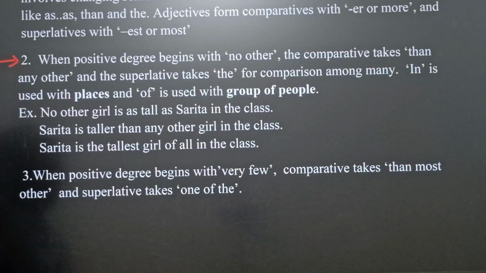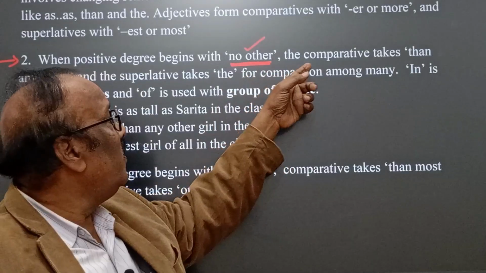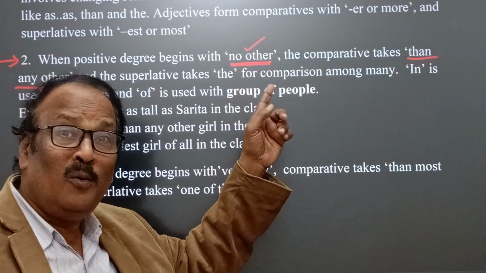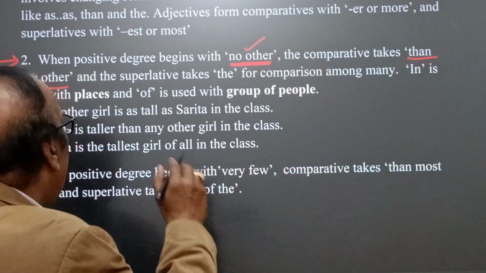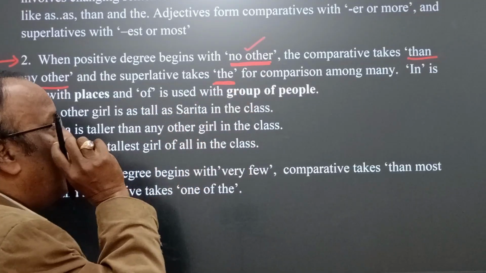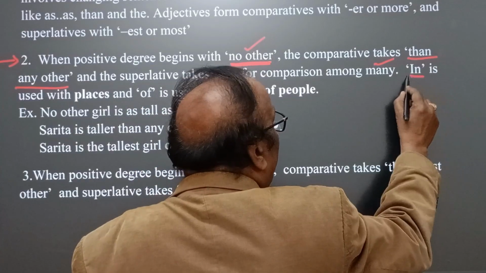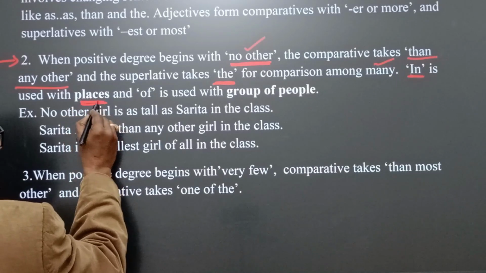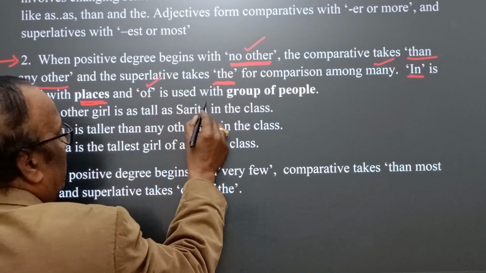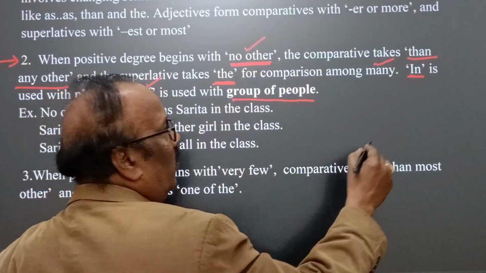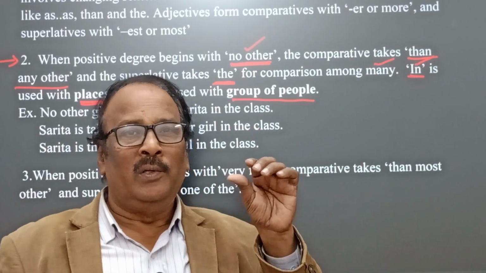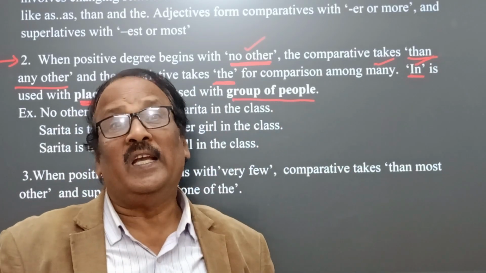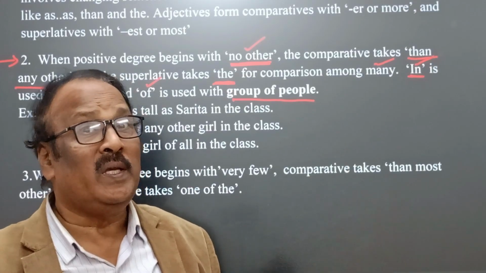Point 2: when the positive degree begins with no other, the comparative takes than any other. This is a rule and it should be carefully remembered. And the superlative takes the, for comparison among many. In is a preposition; in is used with places and of is used with a group of people. These are the basic ideas that should be remembered so that we can easily interchange the degrees of adjectives at the time of speaking and writing.